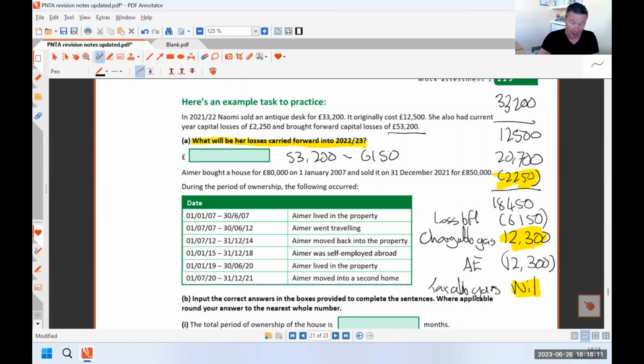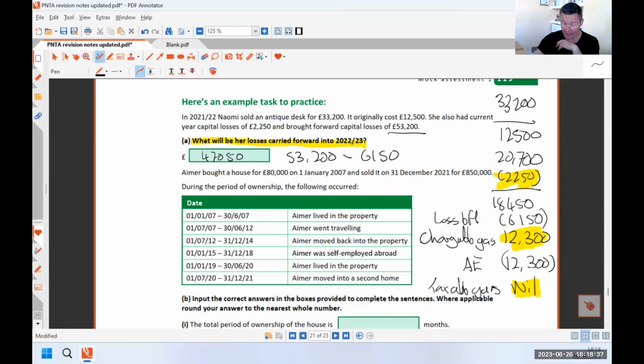Meaning that we have another 53,200 minus 6,150, 47,050, which I think a couple of you got anyway, of losses carried forward. So you'll often see questions where it's not worried about the gain or anything like that. It's more worried about what is the loss brought forward. So it knows you know that you can restrict your losses brought forward.